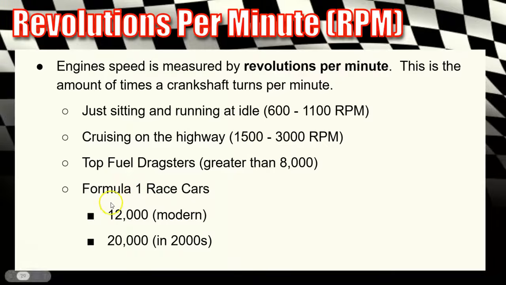Now, Formula One race cars in the modern era are held to 12,000 RPMs because of certain advantages of not turning anything higher. Well, back in the 2000s, about 25 years ago, they were spinning as high as 20,000 RPMs. Now, think about this for a second and do some math.